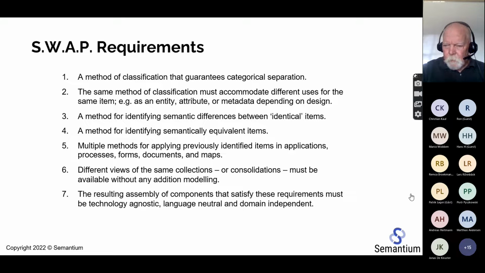I'm just going to reduce that a bit. So the resulting assembly has to be technology agnostic, language neutral, domain independent. Right now, we're using Neo4j as our property graph. The translation to RDF is coming. It's not really difficult, but it's on its way to make this number 7 come true.